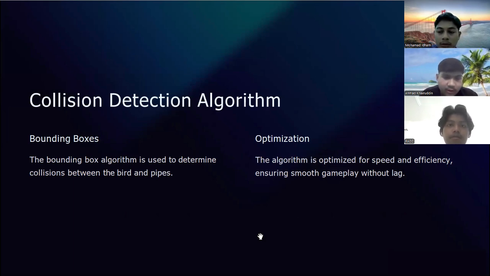After that, collision detection algorithm. The collision detection algorithm plays a crucial role in this game. First is bounding boxes. The bounding box algorithm is used to detect collision between the bird and the pipes. And then optimization. The algorithm is optimized to ensure smooth gameplay without any lag.